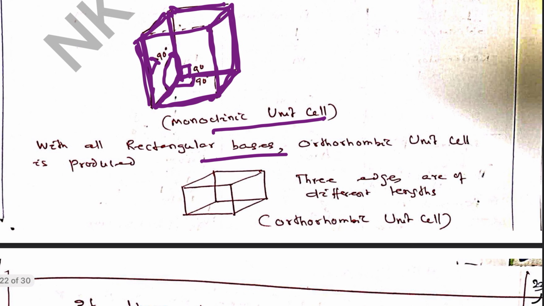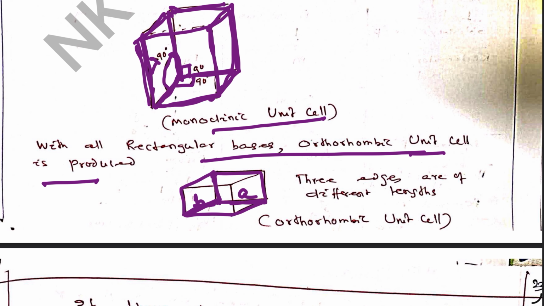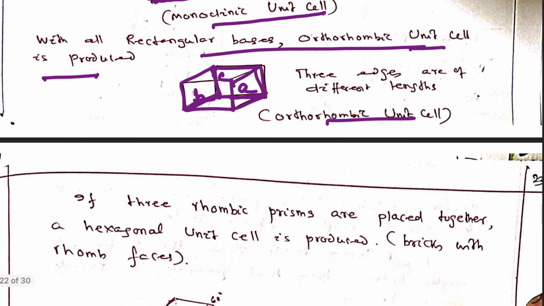If all the rectangular bases are there, they may produce an orthorhombic mesh, where this rectangular cell is not equal to this rectangular cell and it is not equal to this rectangular cell, because this length, this length, this length are not the same, but they are mutually perpendicular. So 3 types of rectangles join to produce an orthorhombic unit cell.